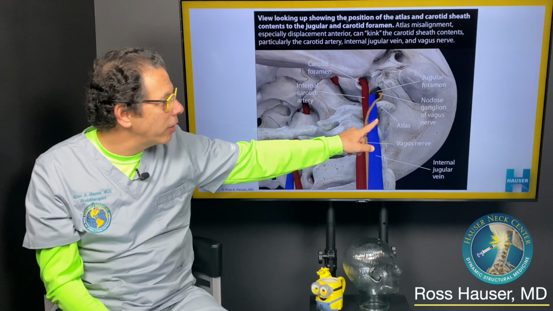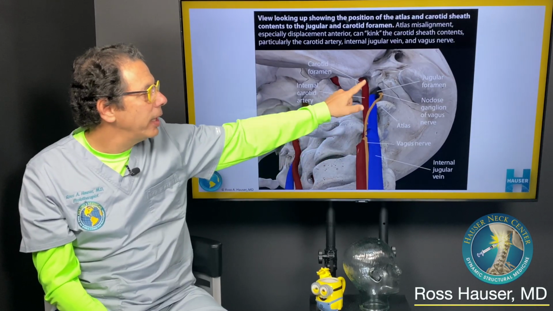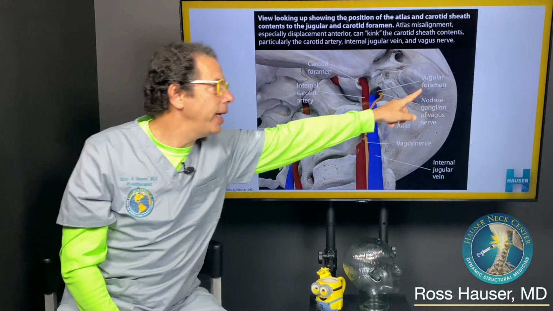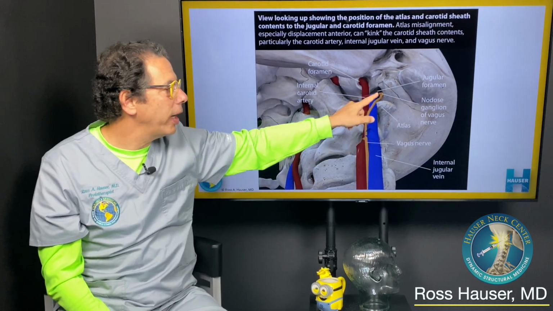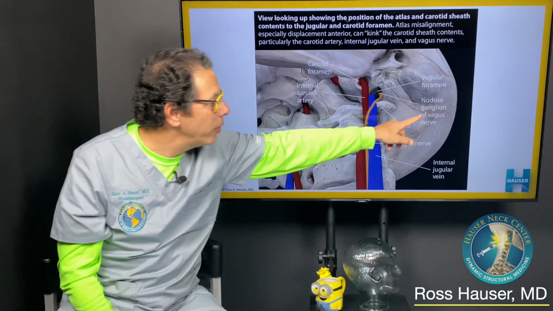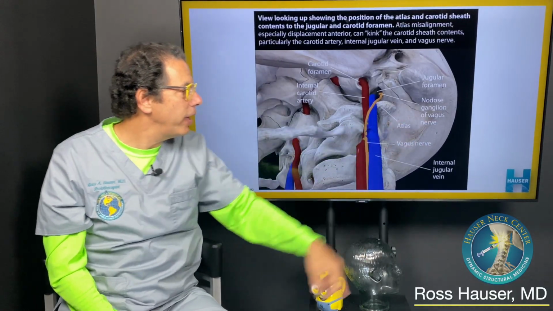See, this is the jugular vein, carotid artery. It goes into a different hole, the carotid foramen. The jugular vein goes in the jugular foramen, and see how it goes right by C1. And look at what also is going right by C1: the vagus nerve.